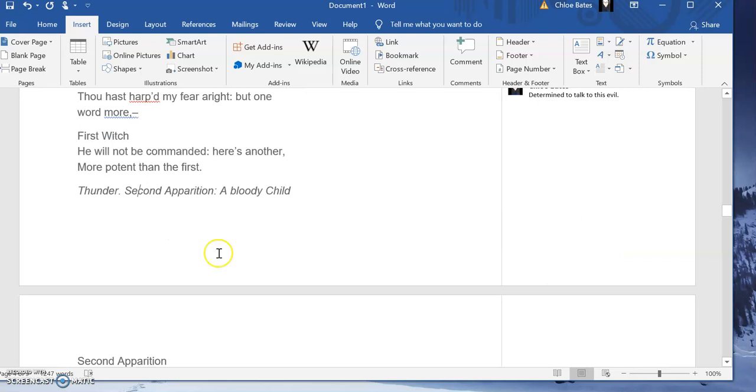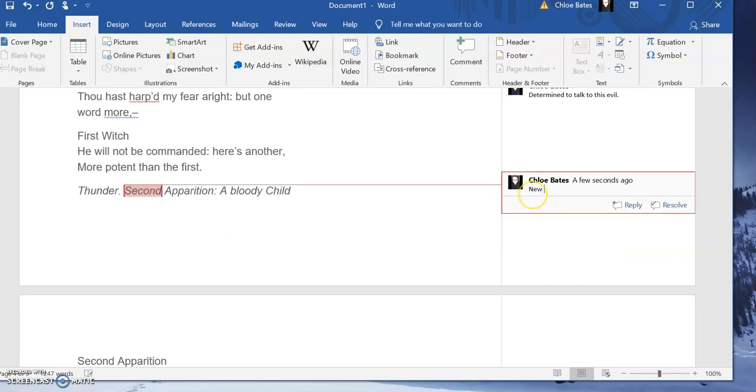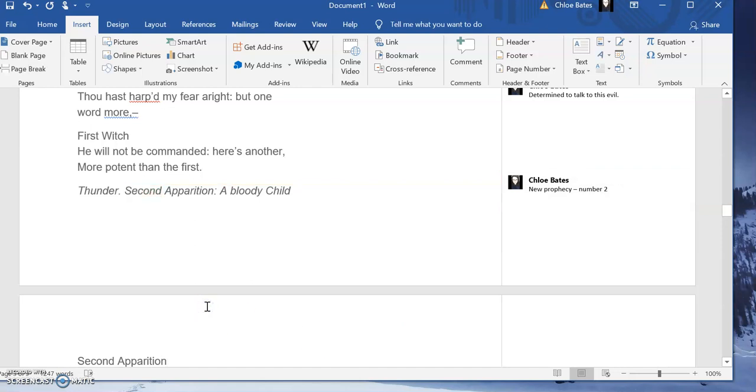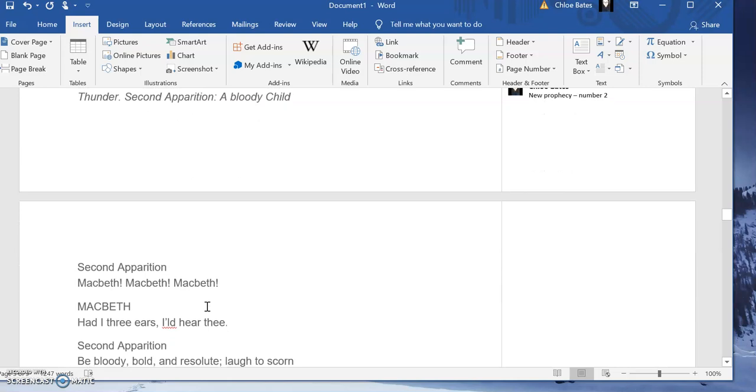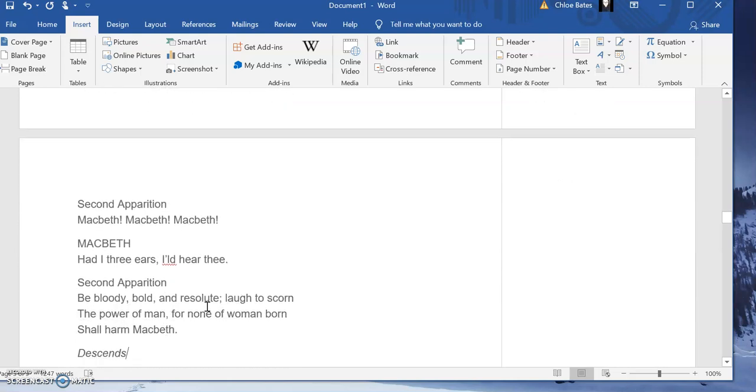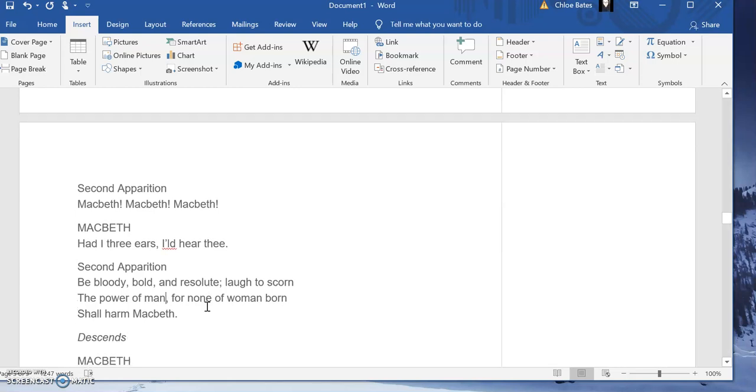So here's the second apparition. Very important. New prophecy alert. Number two. And it's a bloody child. Love that. Second apparition. Macbeth, Macbeth, Macbeth. Again, it's all said in threes, and there's three witches. Three is a magic number. Had I three ears, I'd hear thee. Wow. Full of the jokes there, Macbeth. Be bloody, bold, and resolute. Laugh to scorn the power of man, for none of woman born shall harm Macbeth.